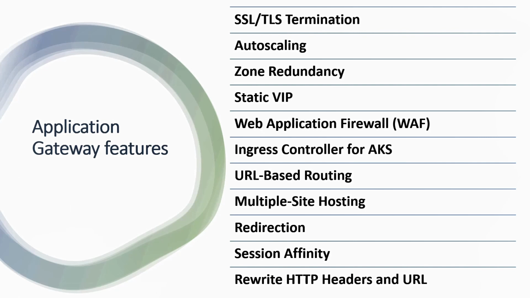Another important feature is multi-site hosting. So now you can use the application gateway to host multiple domains. You have to create separate routing rules and separate backend servers, and application gateway will be smart enough to check the traffic and redirect it based on URL or HTTP headers.